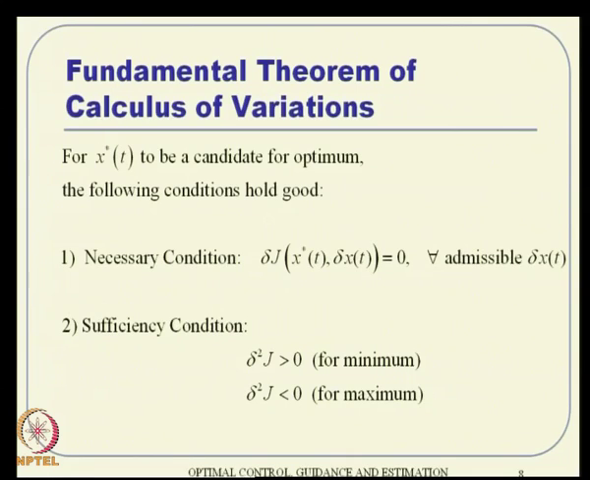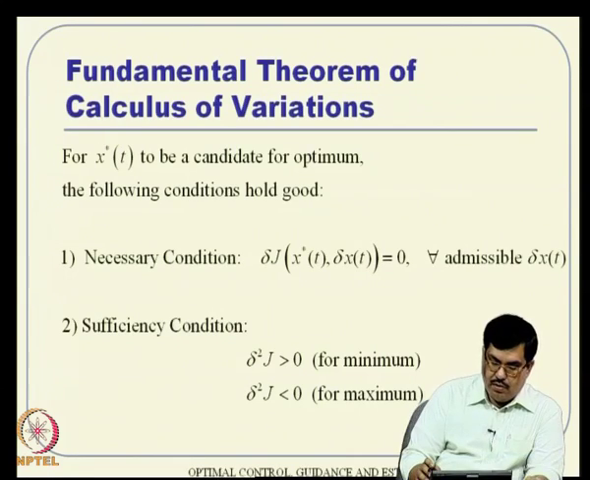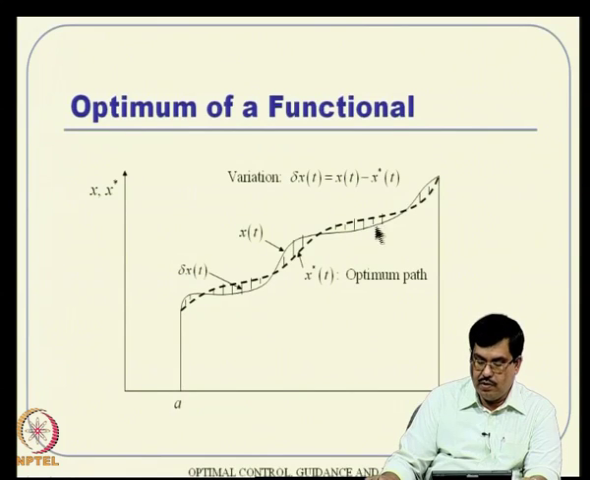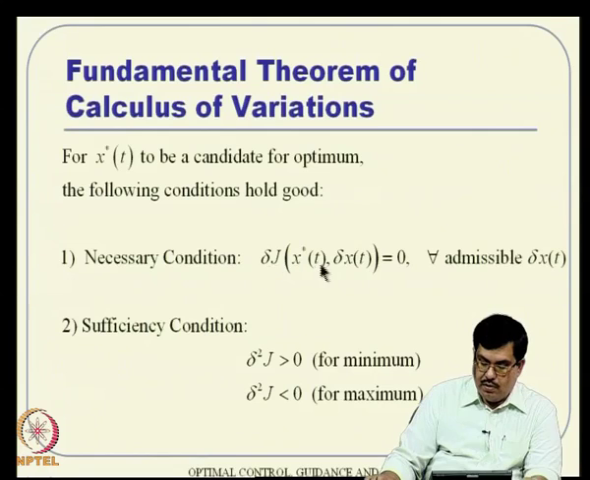Then we discussed some fundamental theorem of calculus of variations, and it turns out that for x star of t to be a candidate optimum, the following condition has to hold good. That means the first variation has to be 0 for all admissible delta x. This delta x turns out to be the difference between these two actually. So for all admissible delta x, your delta J has to be equal to 0. That happens to be a necessary condition, and a sufficiency condition happens to be second variation should be greater than 0 for a minimum, or second variation should be less than 0 for a maximum.